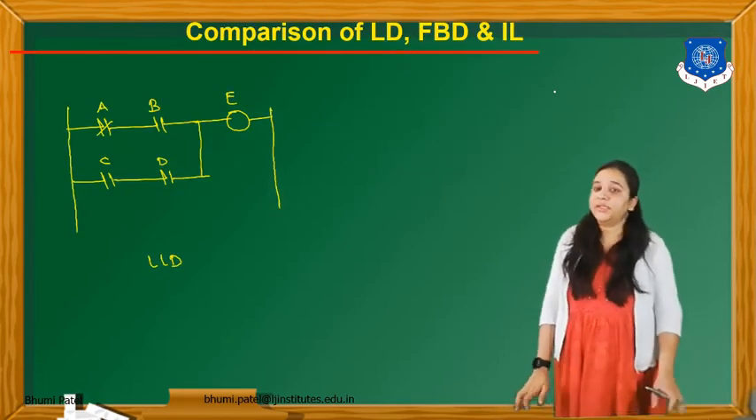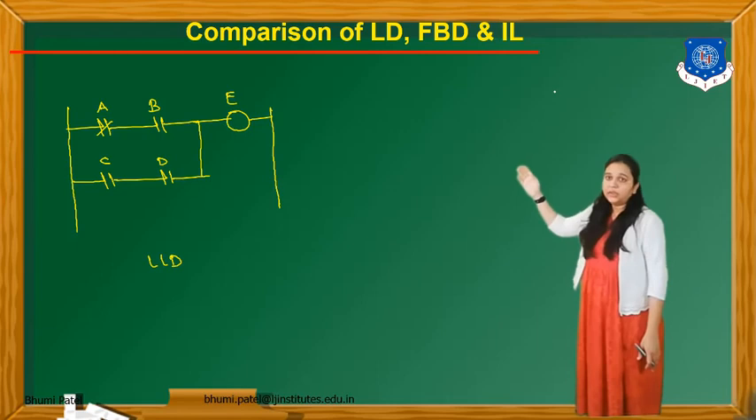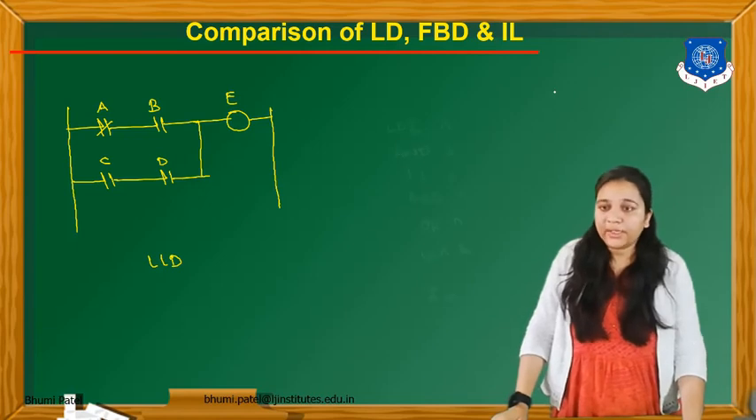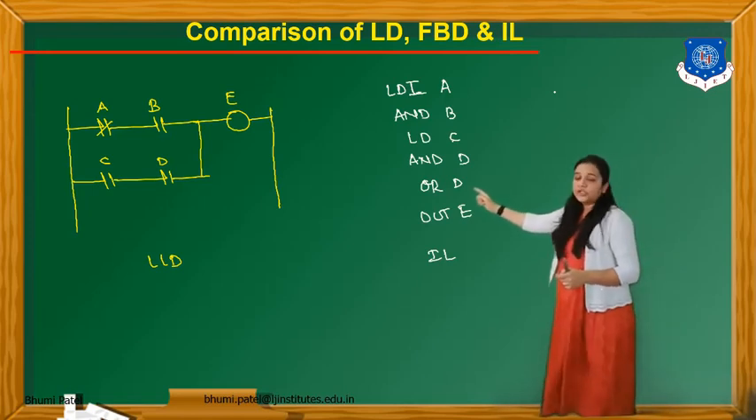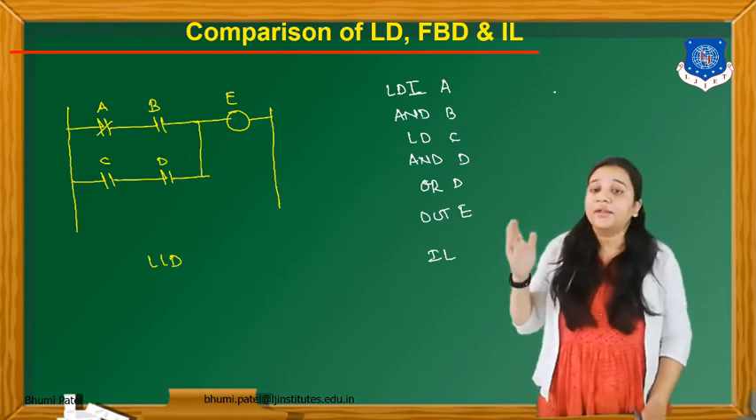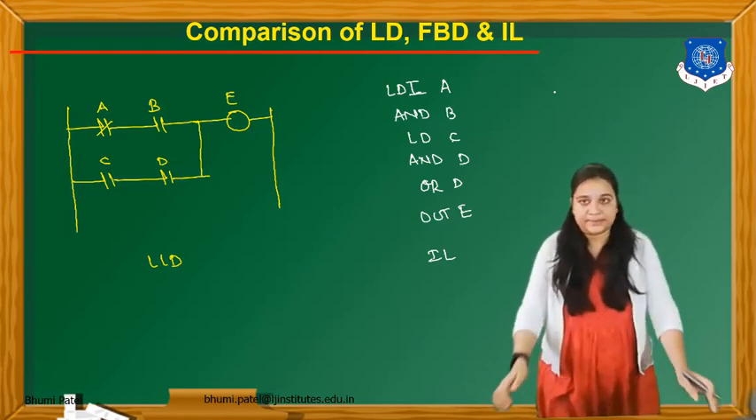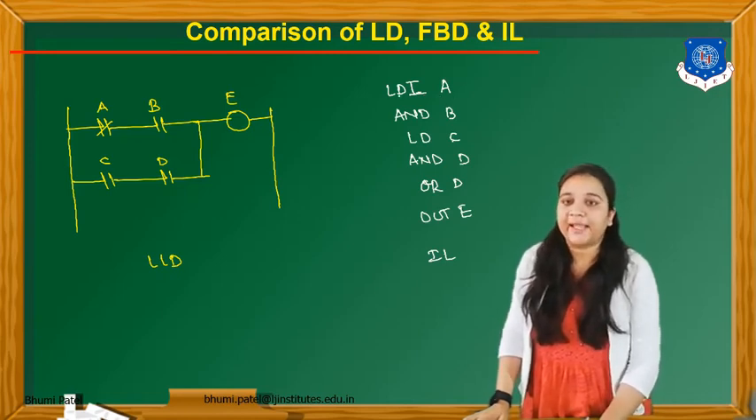Now the third program is if we have to use an inverted input. Suppose A complement AND B, ORed with C AND D, and we can get the output E. Okay, if we have to write the instruction list for this particular ladder logic diagram program, first of all, whenever we load the data, we write LD A. But here we have to load the complement of A. At that time we can write LDI A, then AND with B. Here you can see LDI A and with B.